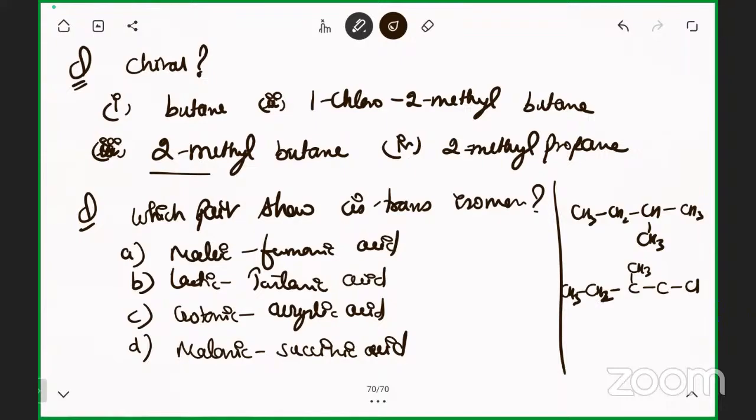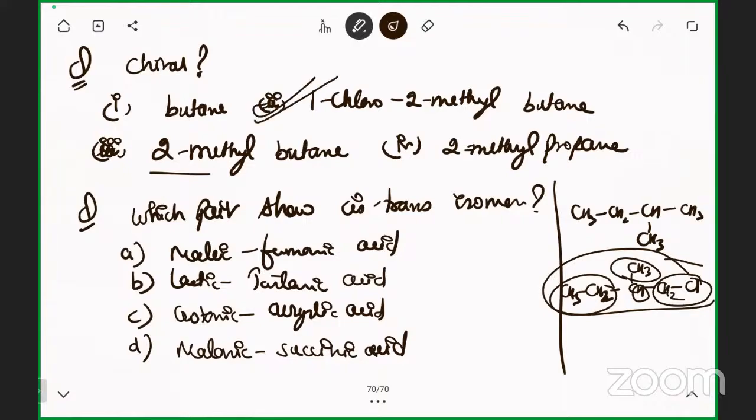See the chirality. In the fourth compound, you can see one is hydrogen attached, the other is ethyl. Here we have CH3, here we have CH2Cl. So the second answer will be correct.